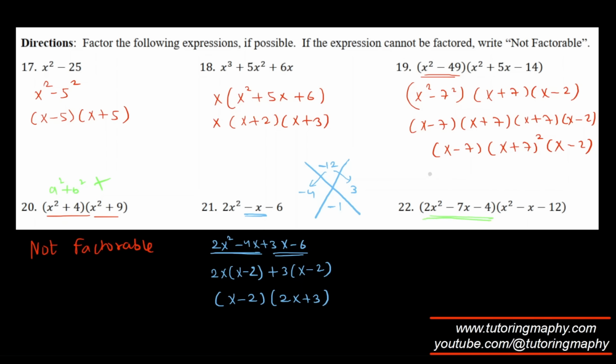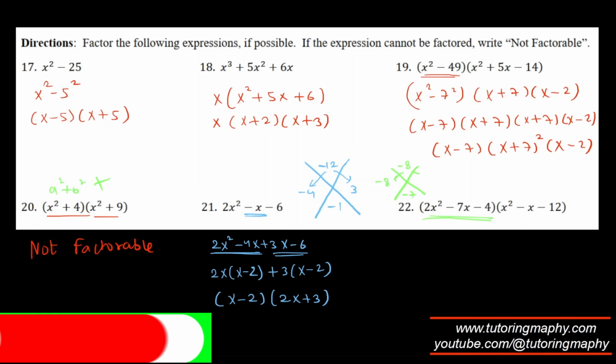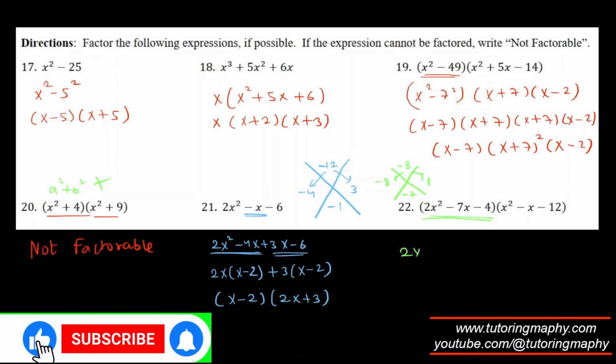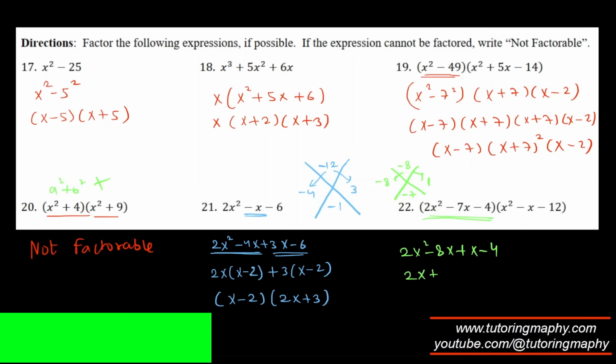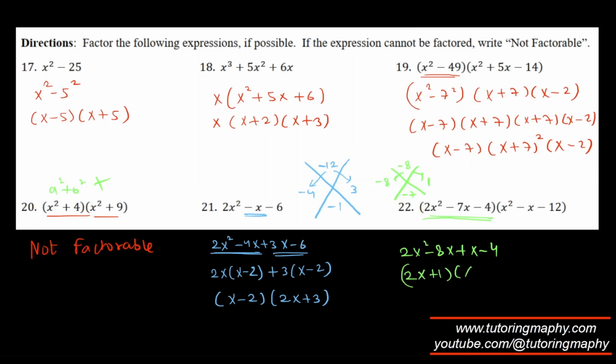Likewise, over here, we'll try to do that x thing. So we'll make that x, negative 4 times 2 is negative 8. This is negative 7. So I think the factors are negative 8 and 1. So this will become 2x squared minus 8x plus x minus 4. I take 2x out and then plus 1 out. So 2x plus 1 times x minus 4.